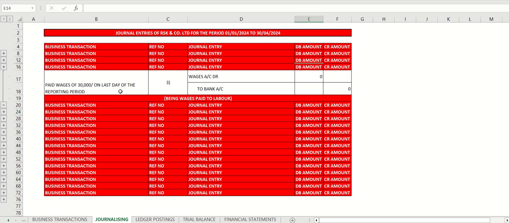Paid wages of 30,000 on last day of the reporting period. Okay, now let's move to the fourth business transaction, which is paid wages of 30,000 on last day of the month. Which means the wages are being incurred and paid in the same reporting period. So the entry would be wages. As mentioned, this is something related to the direct expense, which is paid through bank.